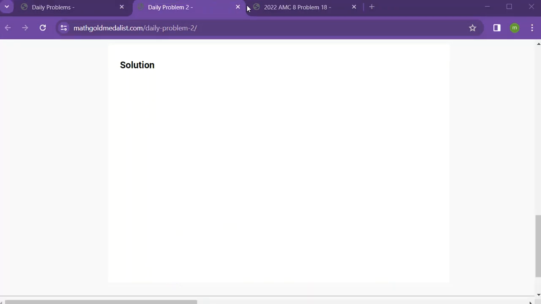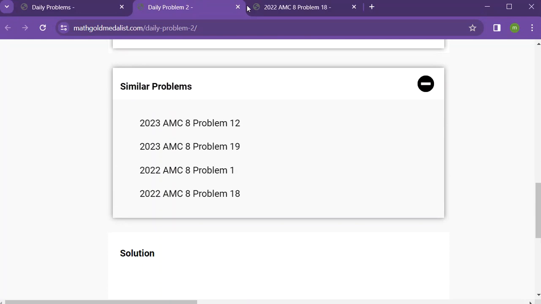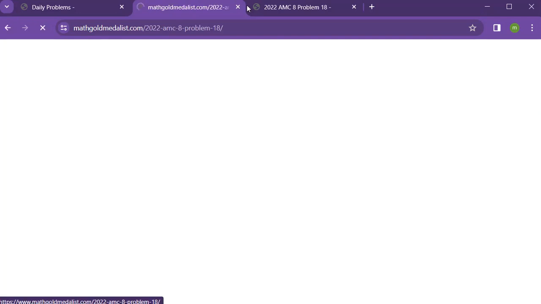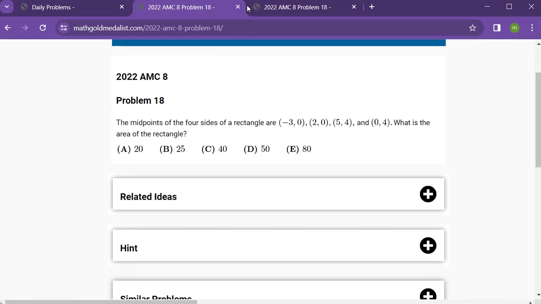Now let's try our similar problem here. Problem 18 is harder. You can also check other problems. It says what? 2022 AMC 8 problem 18. The midpoints of the 4 sides of a rectangle are (-3, 0), (2, 0), (5, 0), and (0, 4). What is the area of the rectangle? 20, 25, 40, 50, 80.